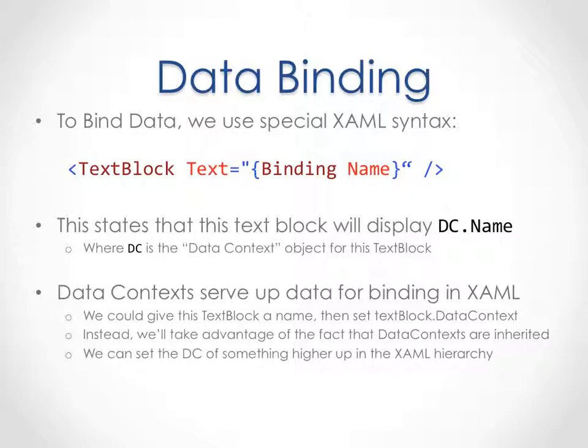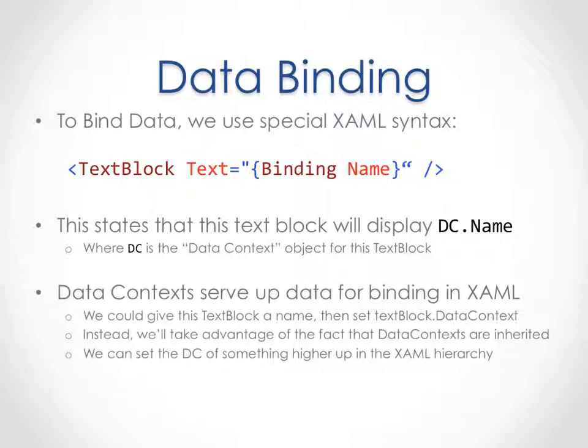This is a different way of going about that same thing. We're instead going to assign an object as the data context to the XAML region, and then all of its children elements can have these binding statements, and they will automatically go out and grab the values of the fields of that object that we just assigned.